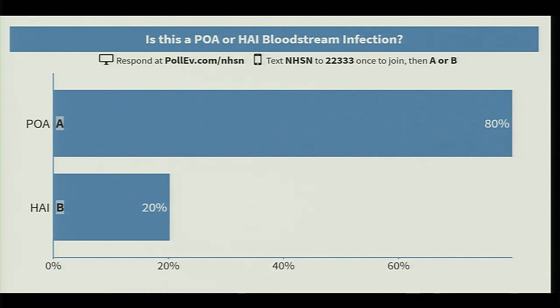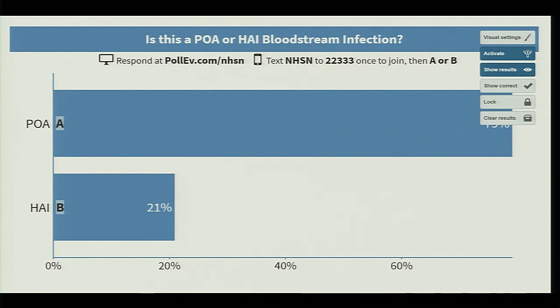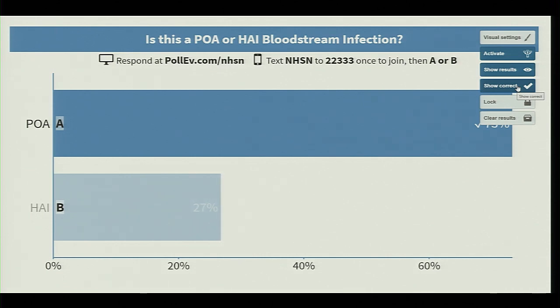Let's do this question and then I'll provide the explanation on the next slide. Is this a POA or HAI infection? So is this POA or HAI for baby girls Belle and Bella? This infection should be an HAI. Yeah, you're correct. Not a POA, but an HAI.